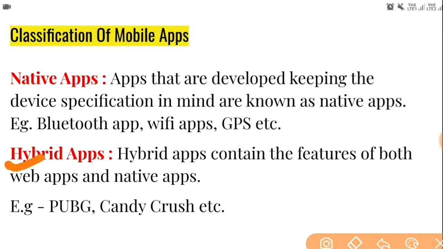Candy Crush. The game PUBG requires your GPS, requires your internet communication, requires your mic. The physical features are also available, because it requires some native features and also web internet communication. So an internet connection and your physical features, when both requirements are there for an app, it is known as a hybrid app.